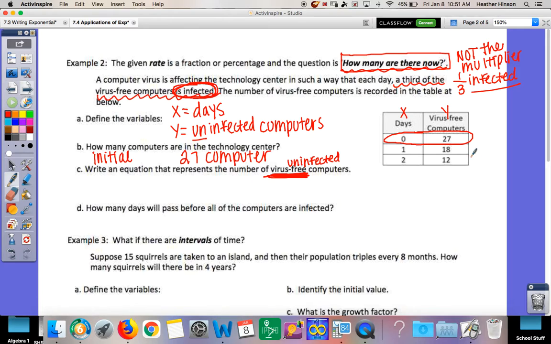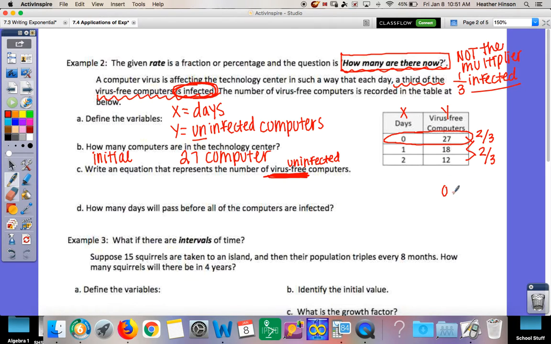And just like the lesson a couple days ago, we're going to divide up. So 12 divided by 18, just plug it into your calculator, and you're going to get 2/3. Double check it, 18 divided by 27, plug it into your calculator, and again you're going to get 2/3.